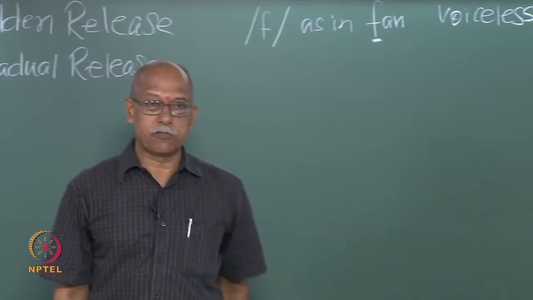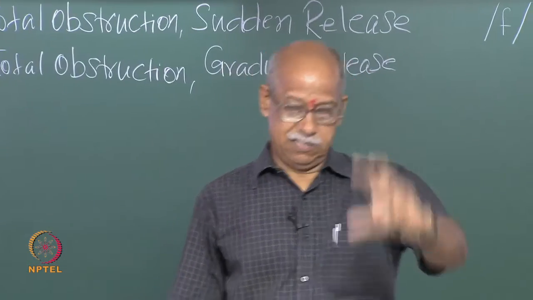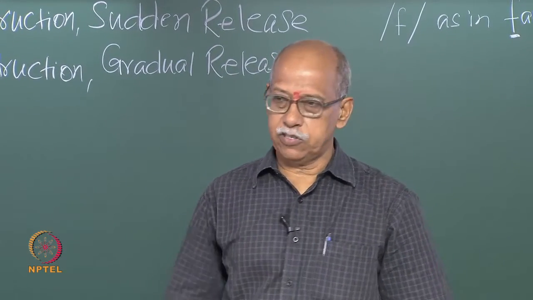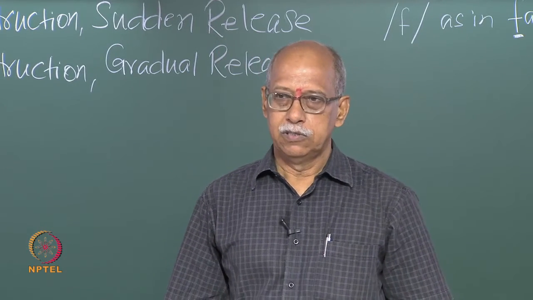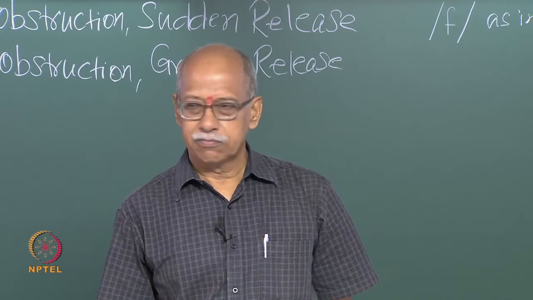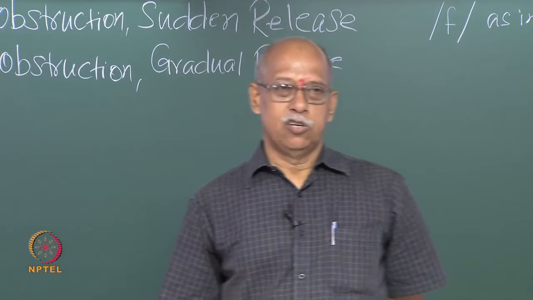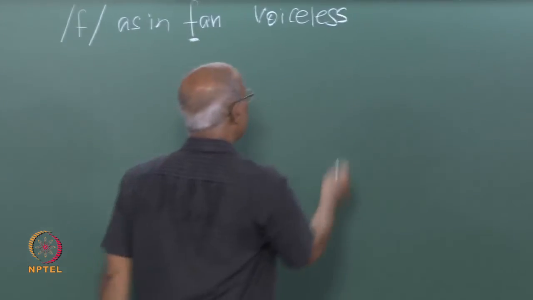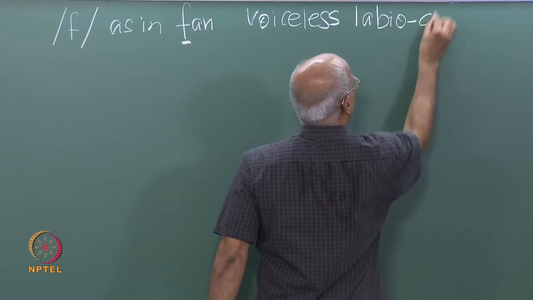Where is the place of obstruction? The passage is narrow, there is friction, and you hear the friction. So, where is the place of obstruction? Between lip and teeth. The Latin word for lip and teeth would be labio dental.